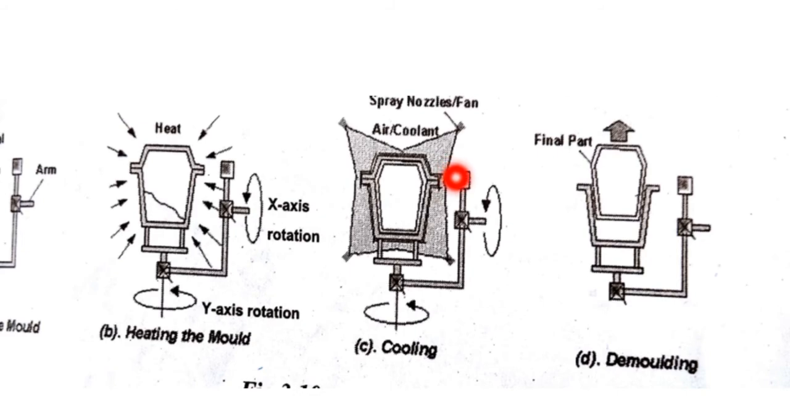get solidified. And after the solidification, you see here, this is the solidified part which is taken out of the mold. So this is known as the final part. It is known as demolding. What is meant by demolding? Removing the solidified part from the mold. This is known as demolding.